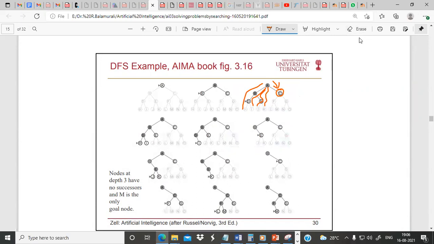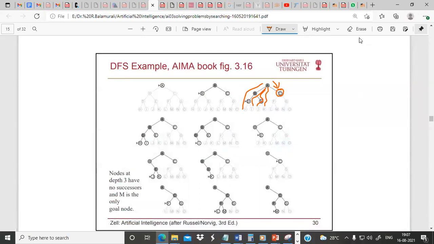Because of this, it is not optimal. DFS is complete in finite space. But in infinite space, it is not complete in both the versions, graph search and tree search. And it is not optimal in both the versions. Whether you use graph search or tree search, it is not optimal.